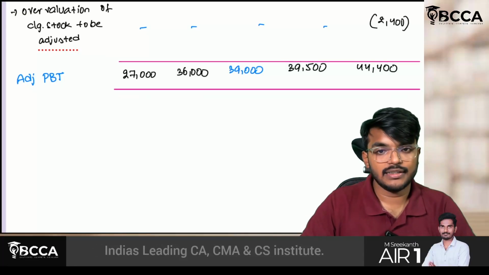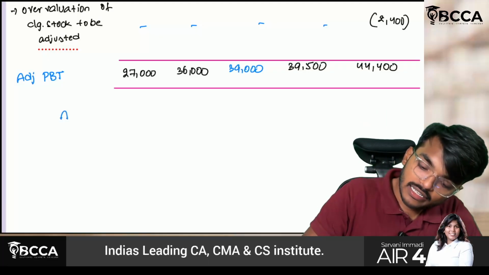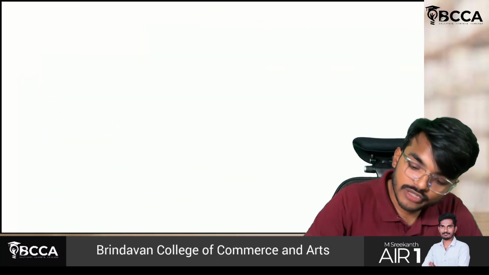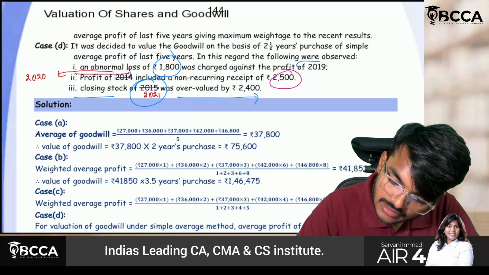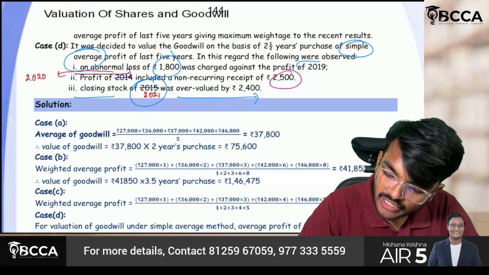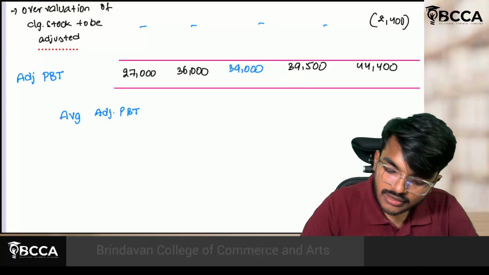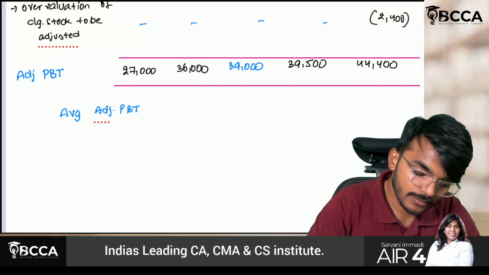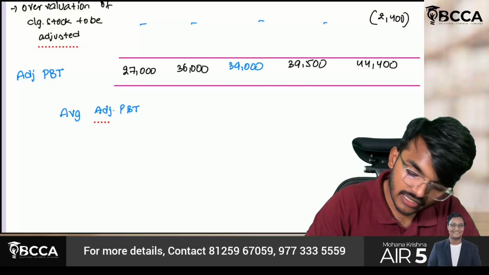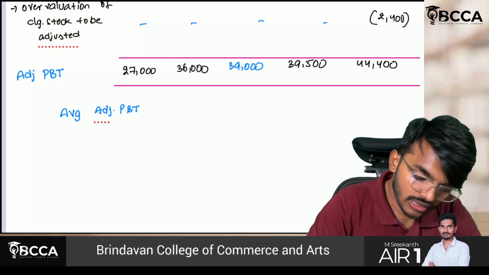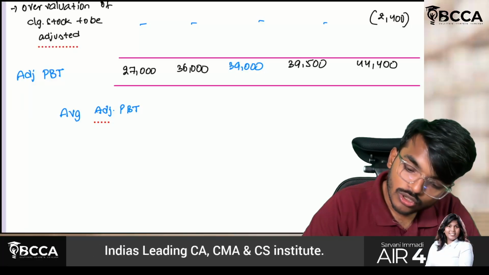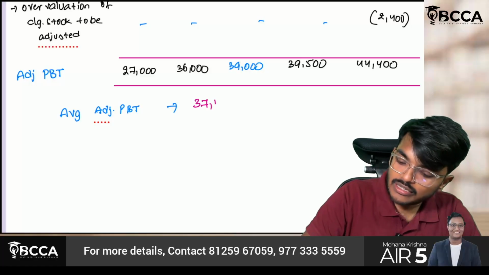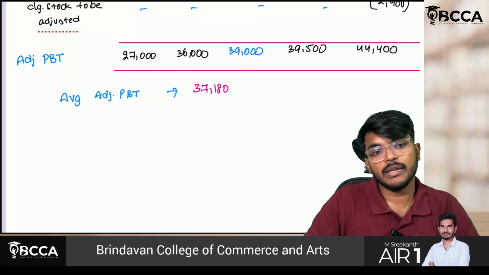This is my adjusted PBT. Now they are asking you to calculate average adjusted PBT. If you check the question, they are only asking simple average, 2.5 years of purchase. Simple average, if you do, you will get 27,000 plus 36,000 plus 39,000 plus 39,500 plus 44,400 divided by 5. If you do, you will be getting 37,180. Please confirm if it is correct.